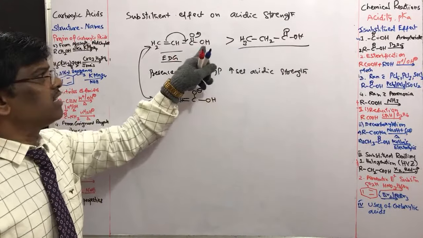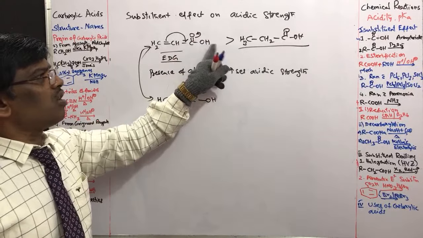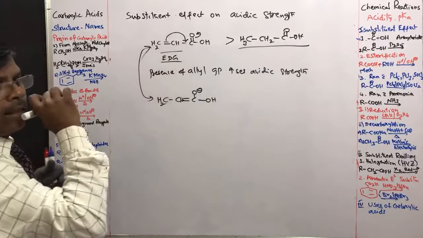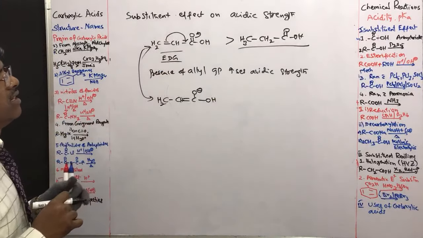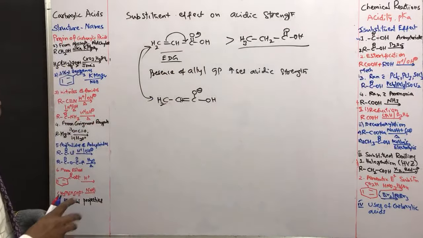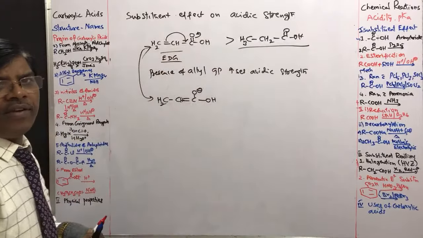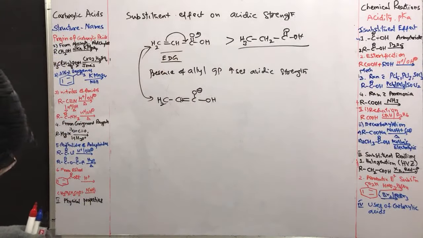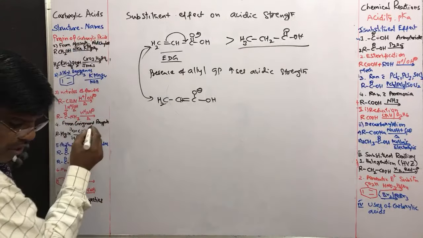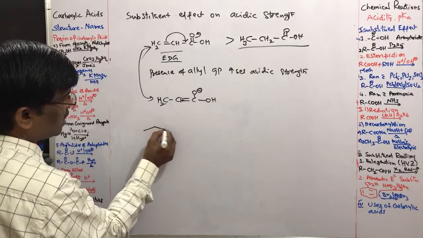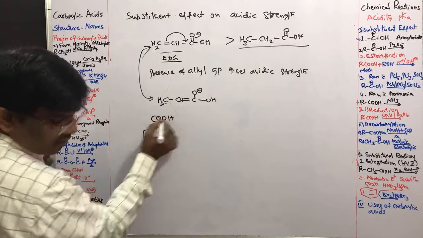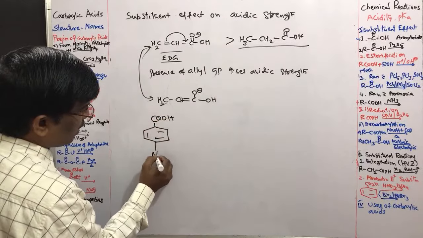This way I can say vinyl acetic acid is stronger than this propionic acid, or the common name is other acrylic acid, right? So it is stronger than this propionic acid. This is how the substituent effect is going to have an effect on acidic strength. Yes, students. Let us take some examples and see. For example, if it is benzoic acid and substituted with a nitro group.